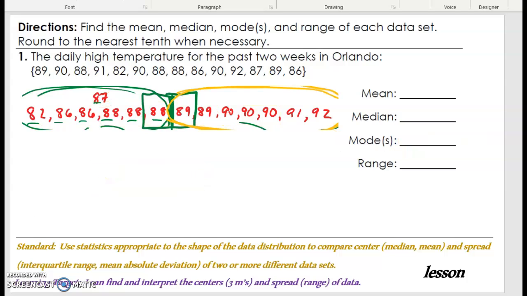Range is the easiest of all. It is the maximum number, the largest, minus the minimum, which is the smallest. So the hottest day in Orlando in that 2-week period was 92 degrees, and the coldest day was 82. So 92 minus 82 equals 10. The range is 10. 10 as a range for this data means the temperatures were pretty close together, right?